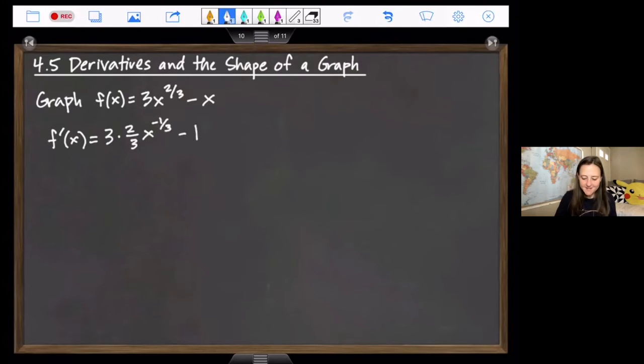So let's simplify this a little bit. I've got the 3's that can cancel out. I'm also going to move that x to the negative 1/3 down to the denominator. So let's see, I've got 2 that's going to stay up top, x to the 1/3 on bottom, and minus 1. Also, to make this one a little easier to think of when we're finding critical points, let's change that x to the 1/3 into a cube root of x.